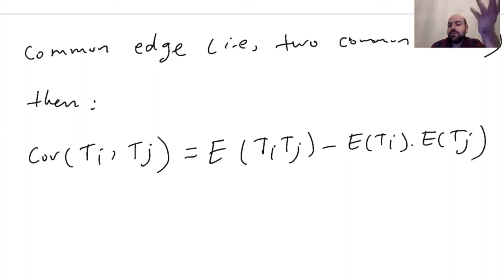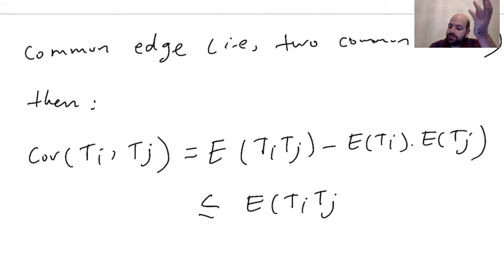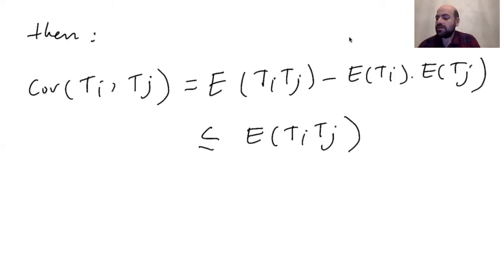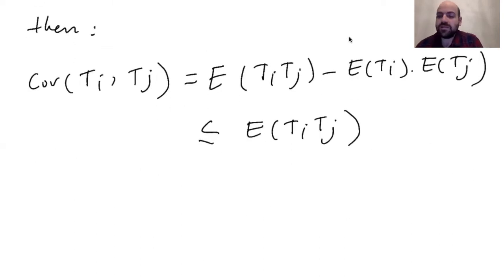Well, now please remember that each Ti is an indicator random variable, which means it's a non-negative random variable, because it is either 0 or 1, right? And if you have a non-negative random variable, the expected value of it is also non-negative. So this is less than or equal to expected value Ti Tj. Expected value Ti Tj minus a non-negative number is of course less than or equal to expected value Ti Tj. Now let's see what is expected value Ti Tj.